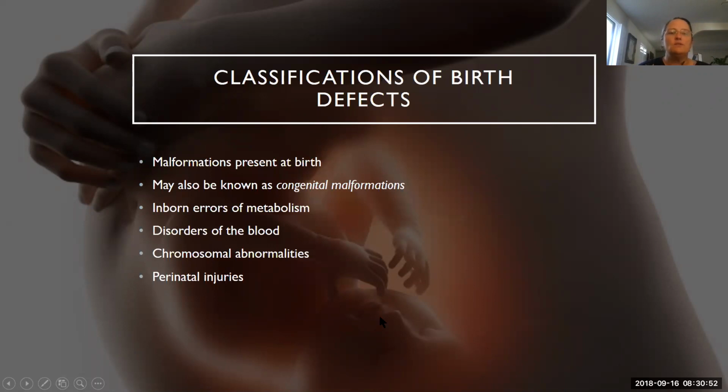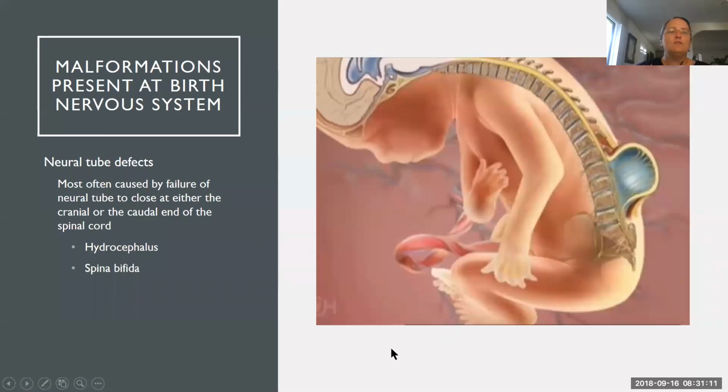So classifications are malformations that are present at birth. They also can be called congenital malformations. Sometimes they're inborn errors of metabolism, disorders of the blood, chromosome abnormalities, or perinatal injuries, and that's what happens at the time of birth. One of the malformations we see at birth are neural tube defects. The two that we're going to discuss are hydrocephalus and spina bifida.